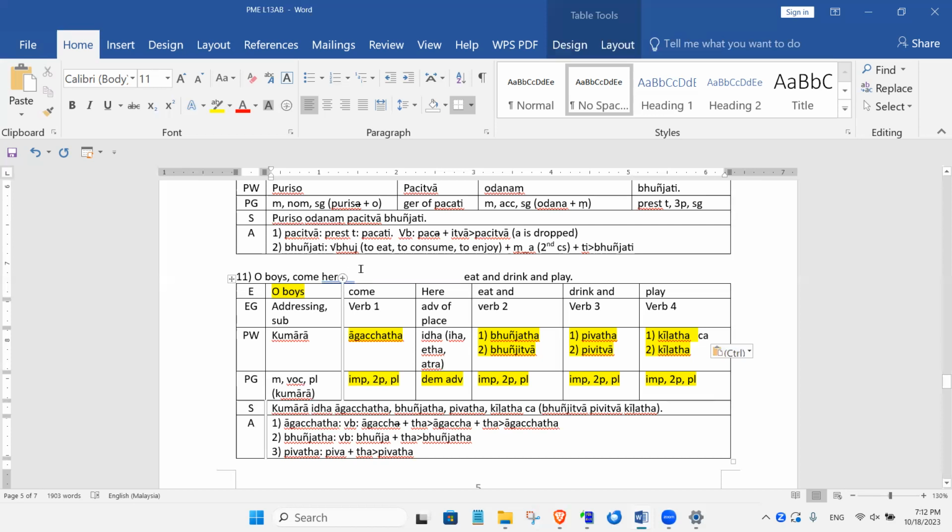Yes, because there's a comma here. Comma means it's a phrase, you can break here. Okay, thank you. So all boys come here, eat and drink and play. So you just put the ta for this one. Eat and drink and play, you can put ta and ta and ta and cha. Or you can put the two actions first with the gerund, so bhunjitva, pivitva, and finally with the ta.